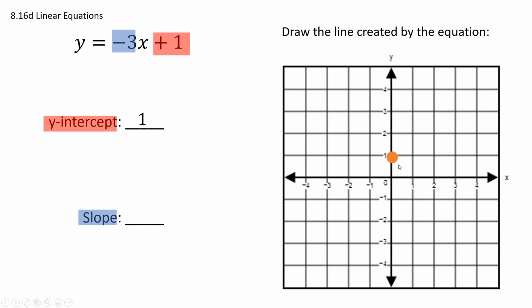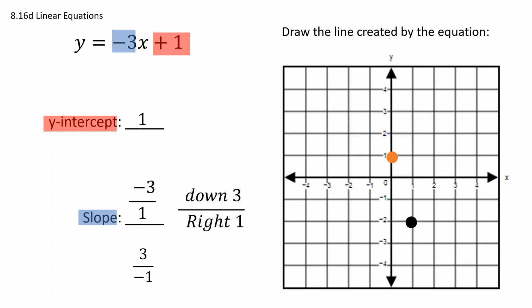There it is. A slope of -3. I'm going to think of it as -3 over 1. So that's going to be down 3, right 1, down 3, right 1, down 3, right 1. Or you could take the negative sign, drop it to the denominator. That'd be up 3, left 1. And there you go. There's your line.